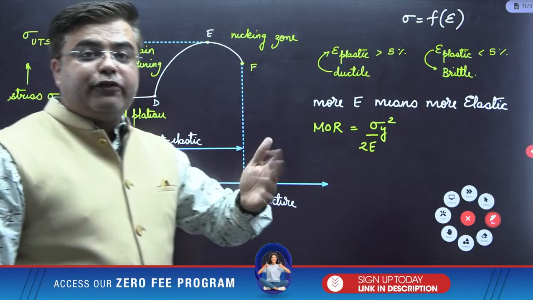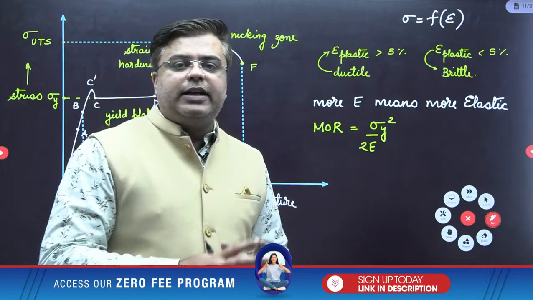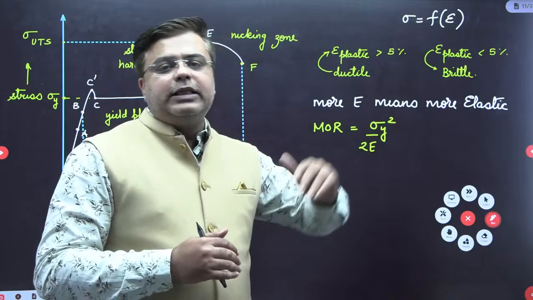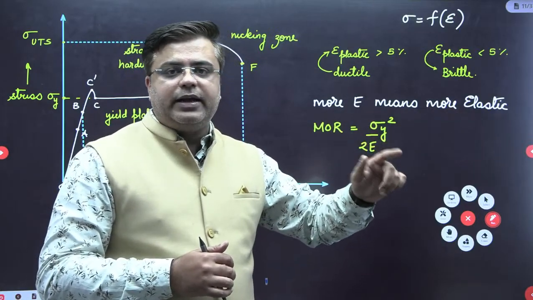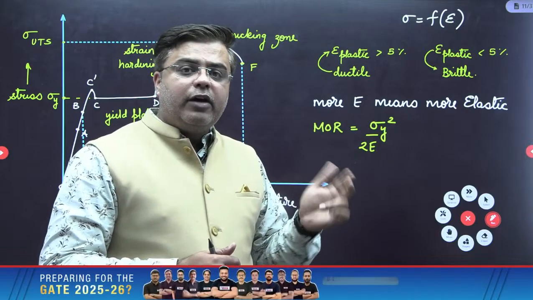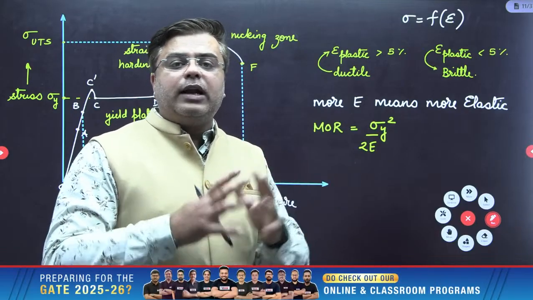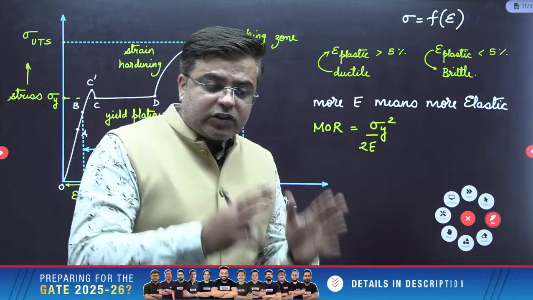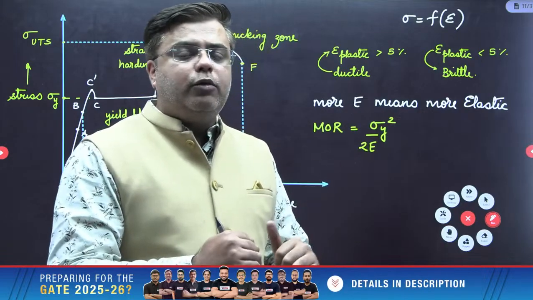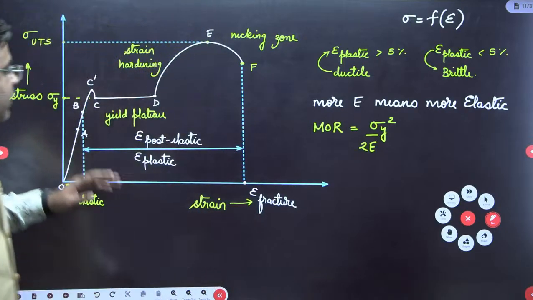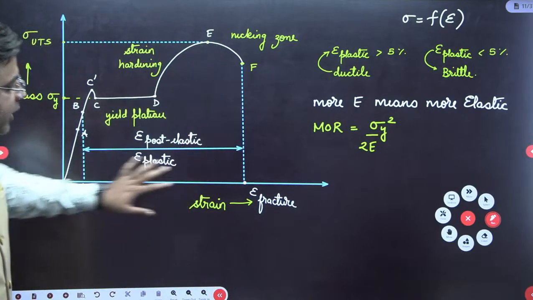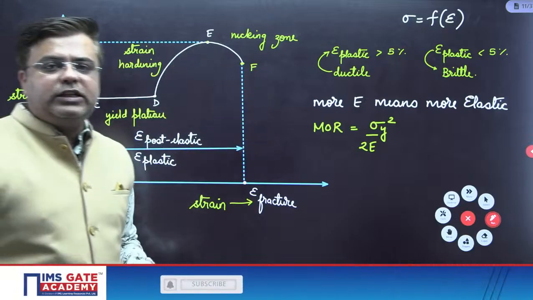Then comes the toughness. The total strain energy stored in the material till the fracture point is termed as toughness, again calculated by the area under the load deformation curve. Then you have modulus of toughness. Modulus of toughness is strain energy stored per unit volume till the fracture point. For calculating modulus of toughness, you need to find the total area of the stress strain curve.